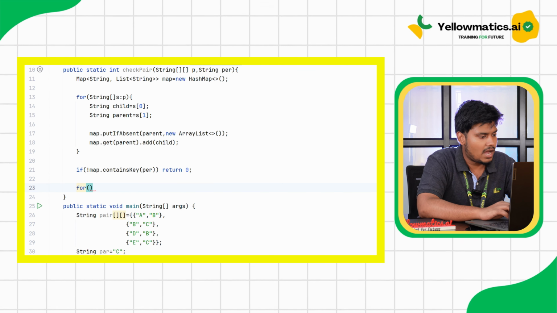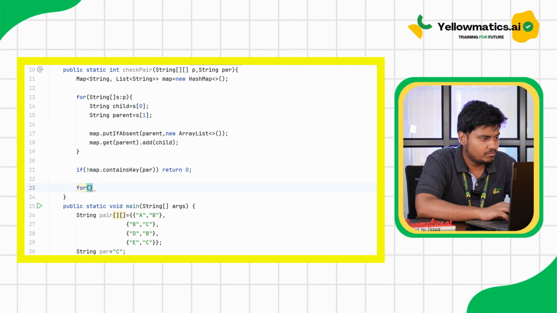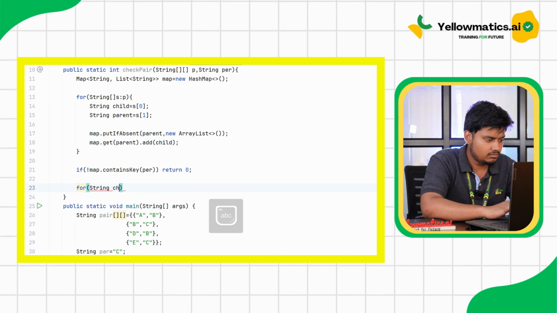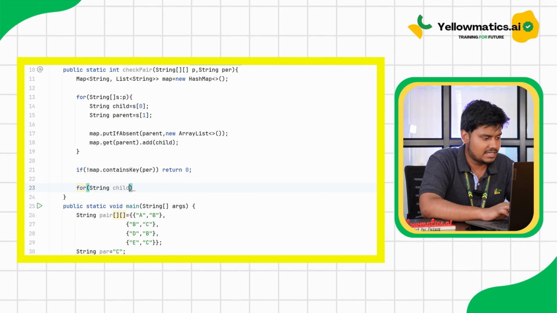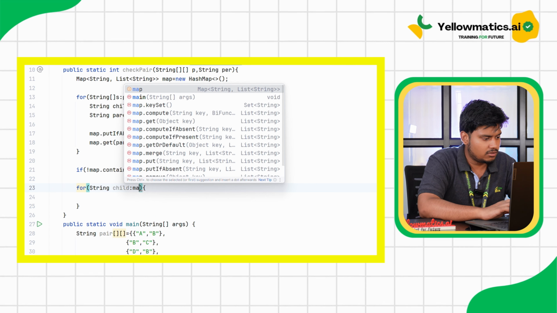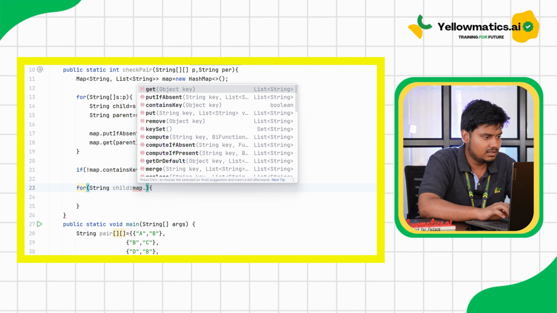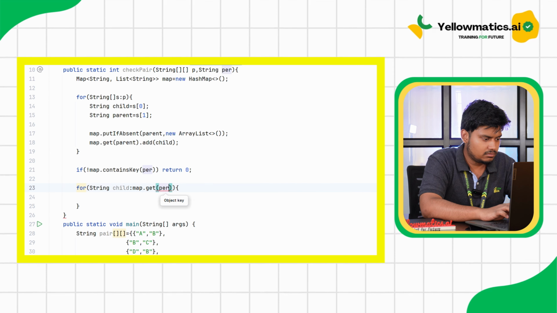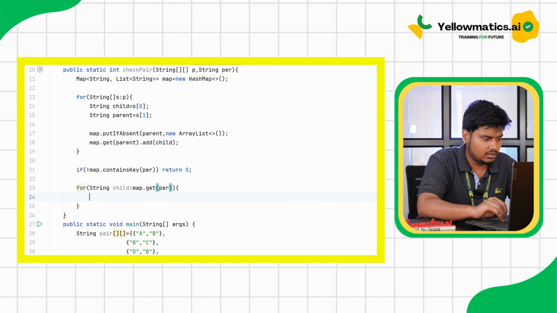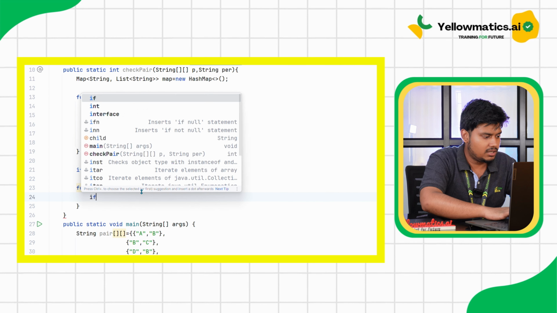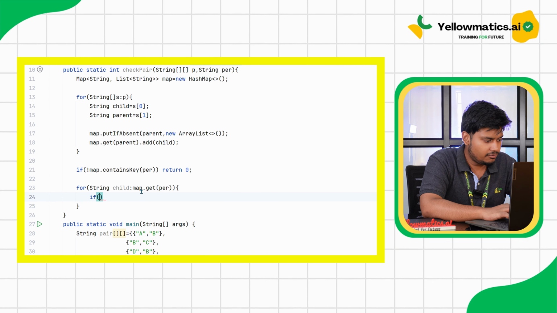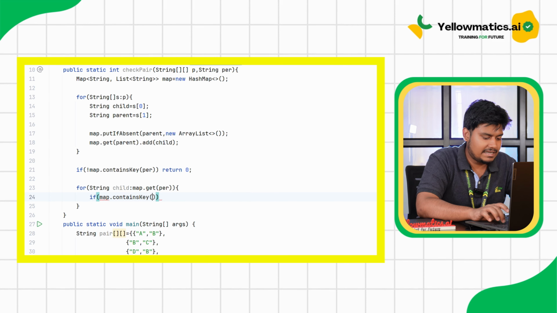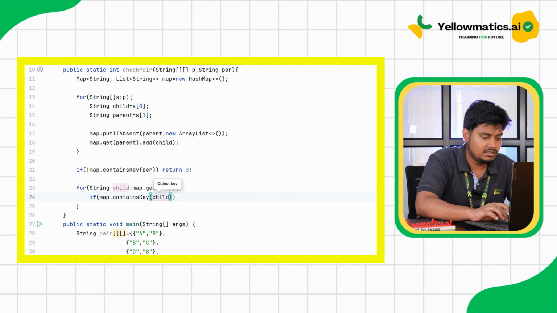So for that also I am going with a for each loop. So now I am going with string, and this one I take for a child. So directly, without giving the person, we should not get that. So map dot get PR. After giving that, we need to check that person. So for that I am going with an if condition. If this map dot contains key method is used, I am passing the child here.